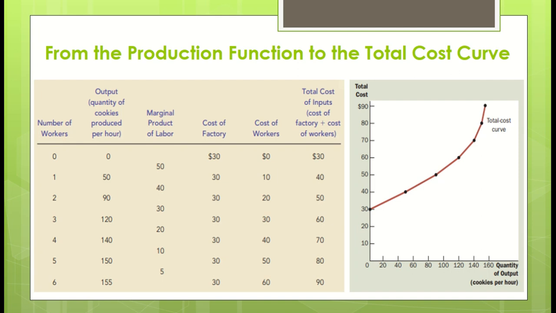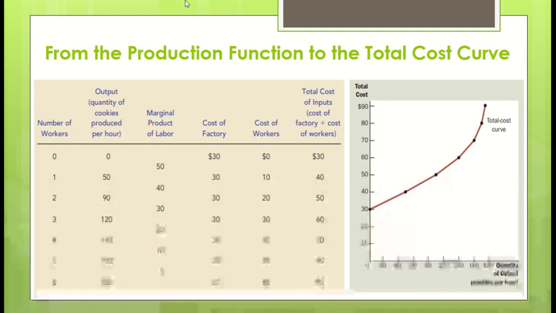Now I am going to explain production function and total cost with the help of this table. There are a number of columns here. The first column is the number of workers, that is labor used in the process of production. The next column shows the output, that is the quantity of cookies produced per hour. The third column shows the marginal product of labor, and we have also learned how to find marginal product of labor in our last lectures.